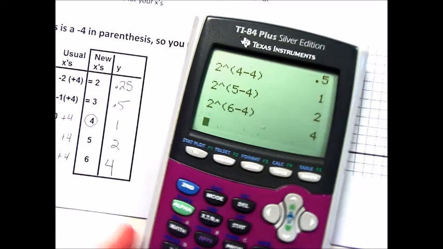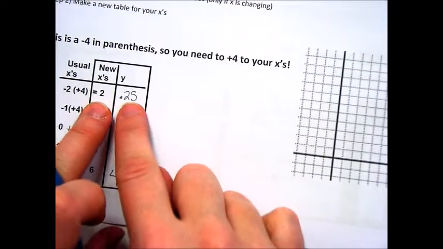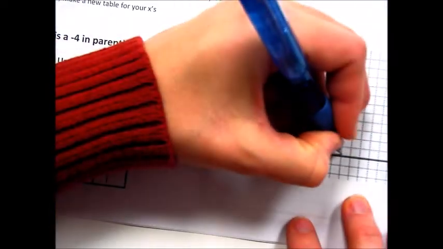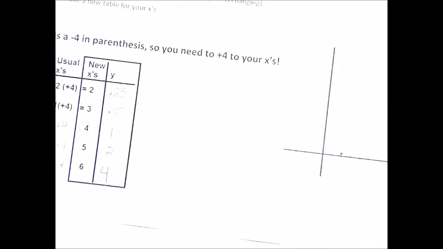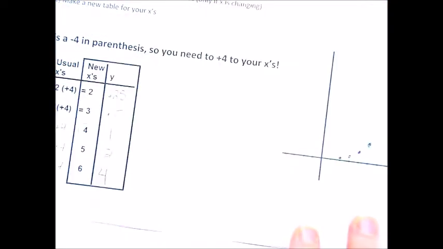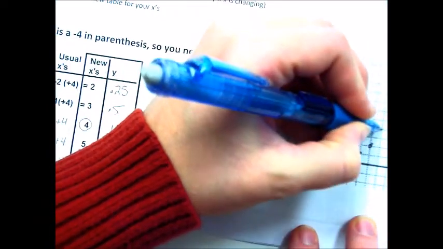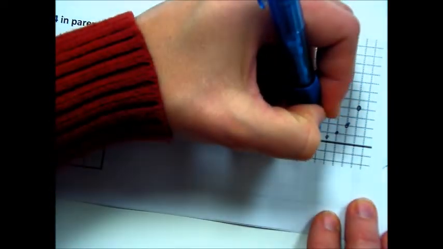And now you have your beautiful new points. All you need to do is plot them. So you'll plot 2 and 0.25, so very short. Plot 3 and 0.5, right in the middle. 4 and 1. 5 and 2. And then 6 and 4. 1, 2, 3, 4. There you go. And you see this nice J shape coming into view.